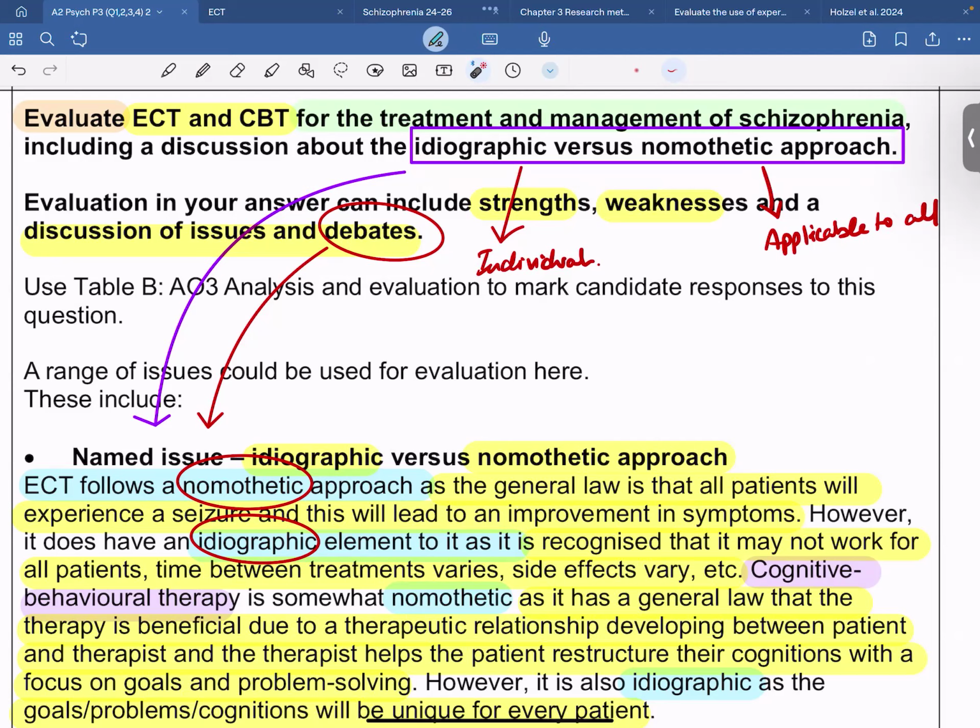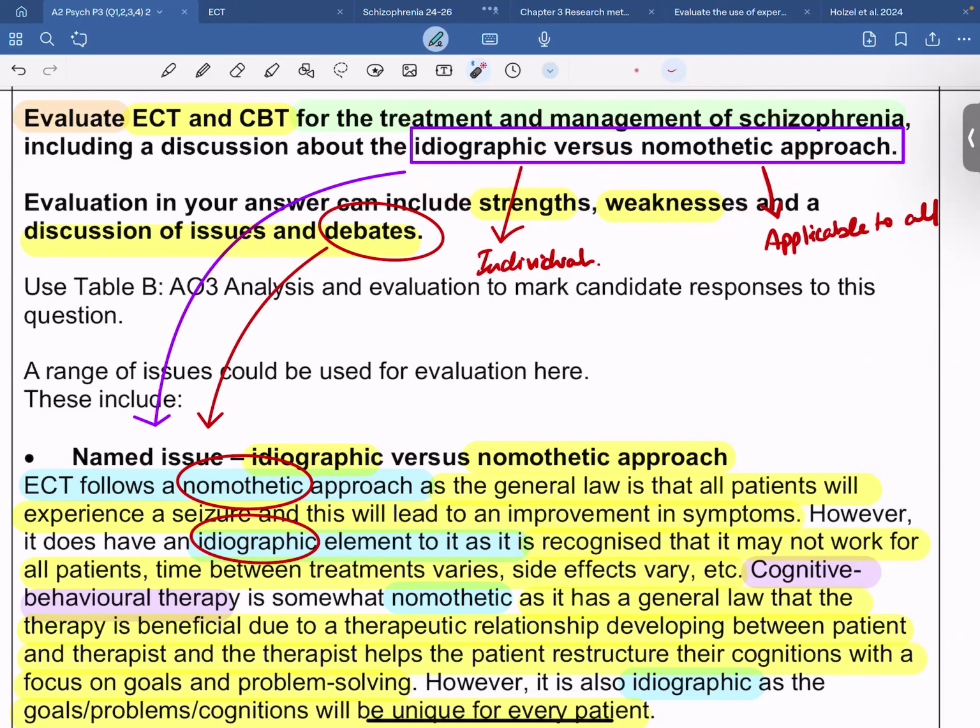Additionally, after 2024, the examiner has been a little more specific when they write down evaluation. Your answers can include strengths, weaknesses, and a discussion of issues and debates as well. About the ideographic versus nomothetic approach, there are two elements that we are talking about, so that automatically makes it a debate. Before we proceed, we need to revise the differences between the ideographic and nomothetic approach.